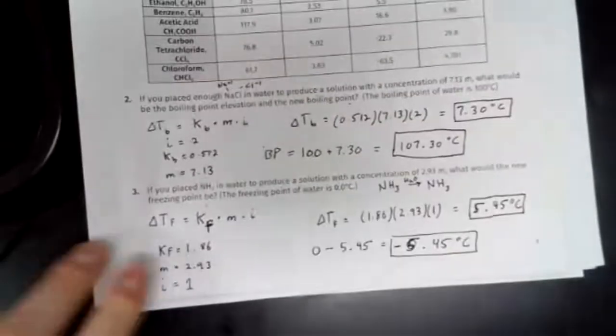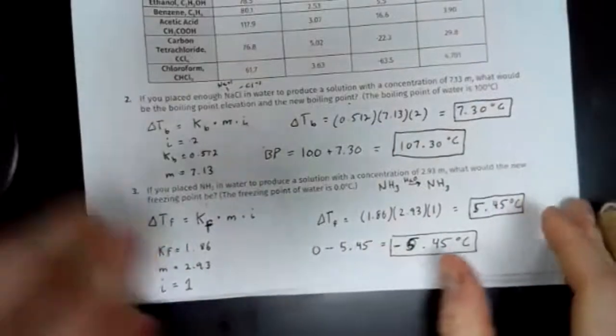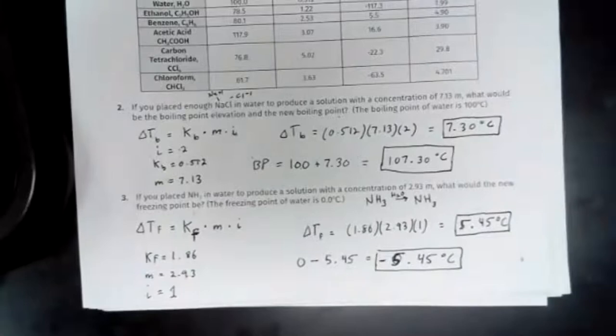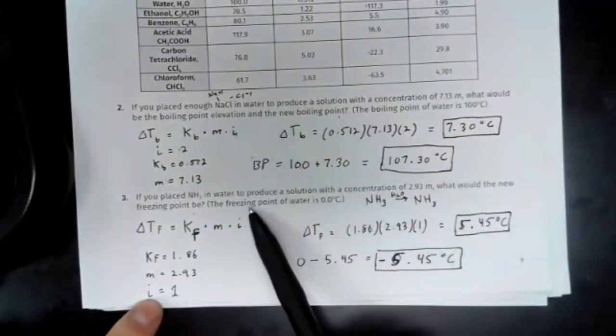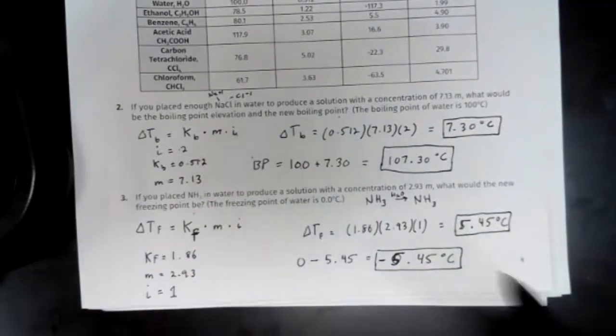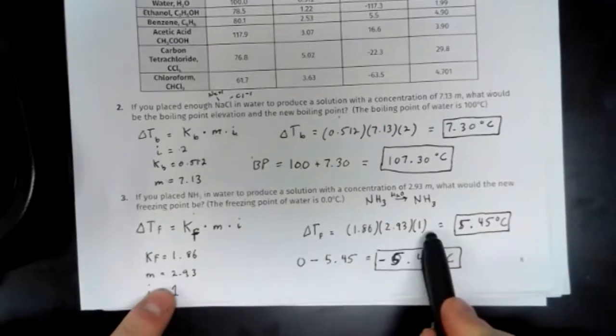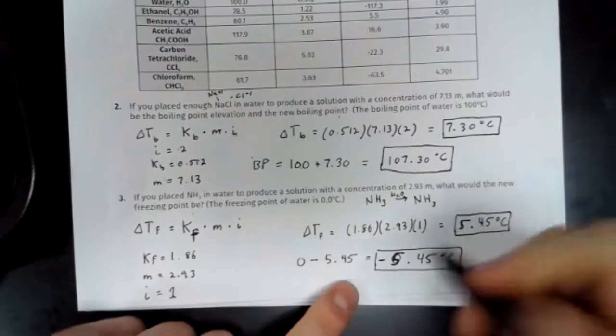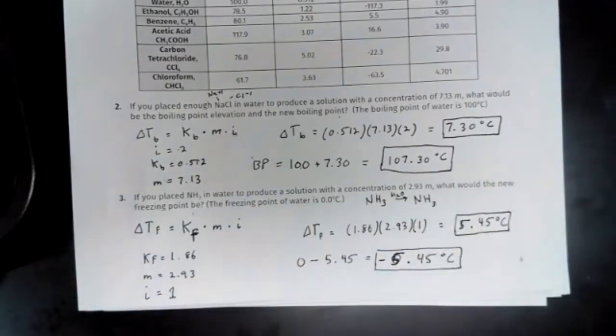So there is the complete work for both of those problems. I hope that this was clear enough for you to follow, and hopefully it's pretty straightforward. Really what it is is just dissecting the information given to us in the questions, plugging that into an equation and getting an answer, and then applying it to obtain a new freezing or boiling point.